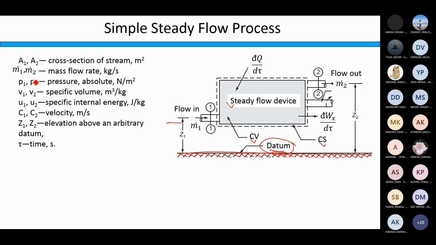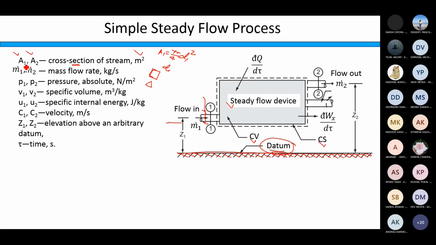Now look at the nomenclature. Capital A1 and A2, I am using as the cross-sectional area of the stream at inlet and outlet. So if I say this is a pipe, then the cross-sectional area at the inlet A1 will be pi by 4 d1 square, where d1 is the diameter of this pipe. If this is a different section, like maybe a square or a triangular section, remember this is not always pi by 4 d square, it is the cross-sectional area A1, A2. This will be measured in meter square.